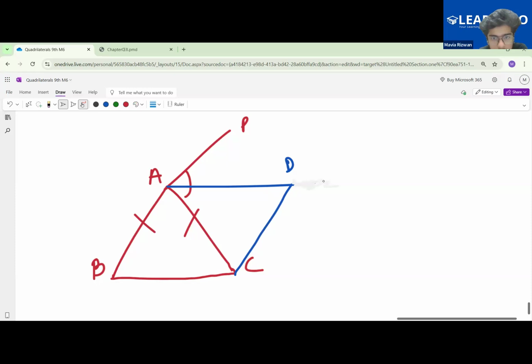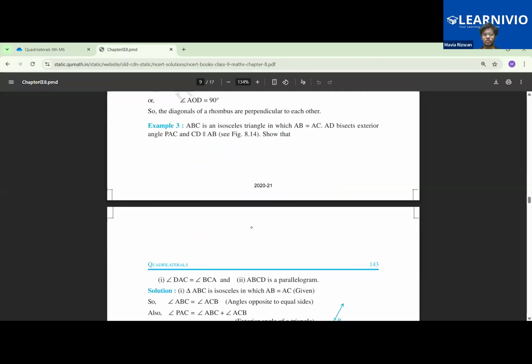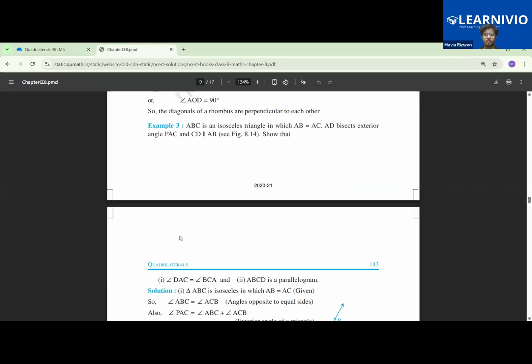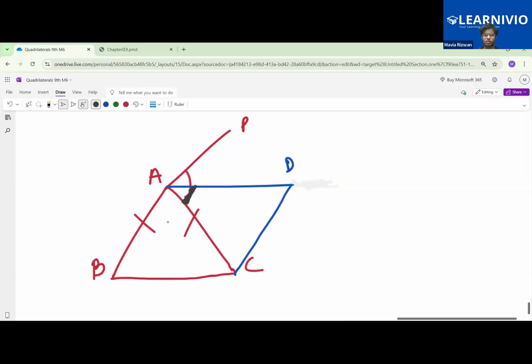Okay, consider it to be till here. Okay. So now we have this figure. I hope you understood the figure first of all. They are saying show that angle DAC is equal to angle BCA. We have to show this angle DAC is equal to angle BCA. Find this angle.